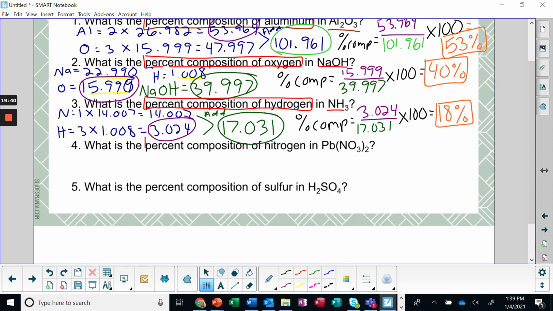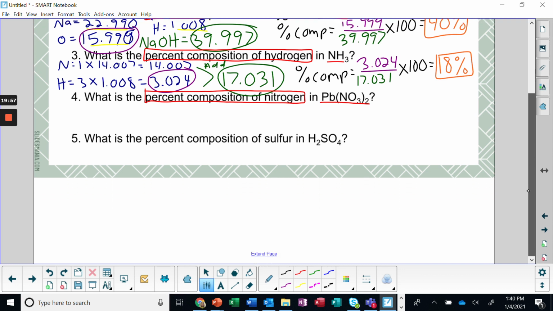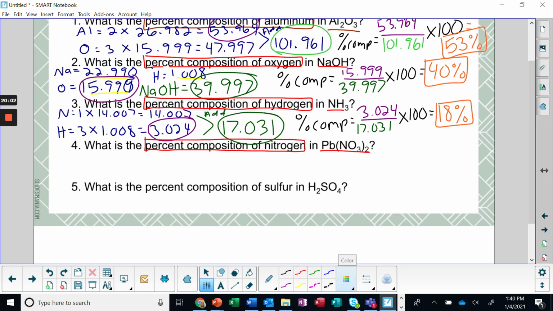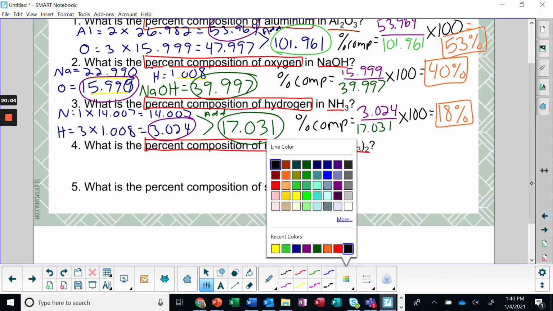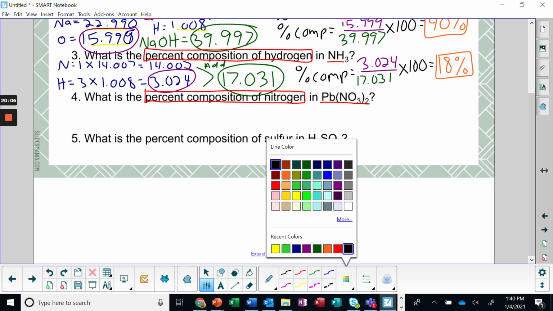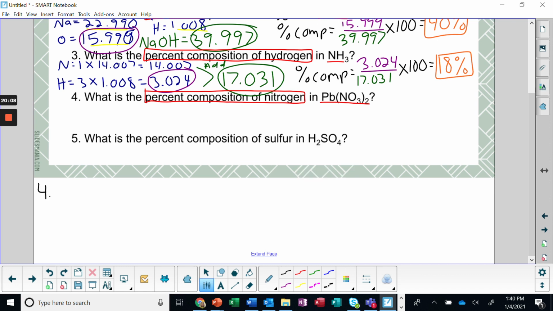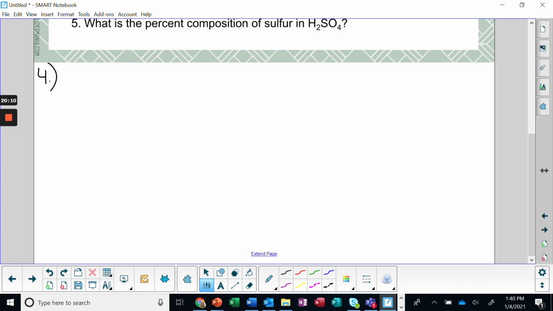I want the percent composition of nitrogen in PbNO3. Alright, I'm going to go ahead, I'm going to scroll down here so I don't get you too confused. Right? I'm doing number 4. That way we don't get confused.